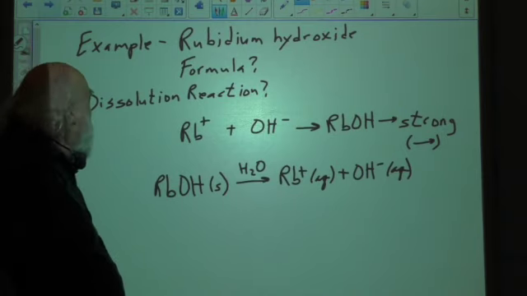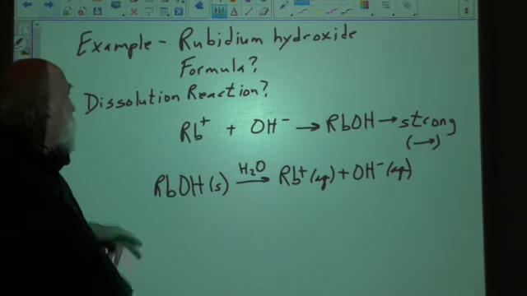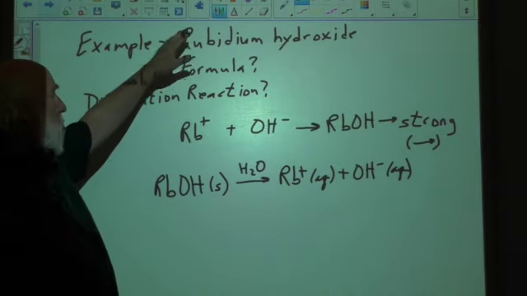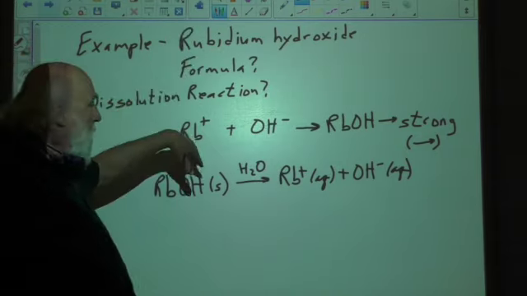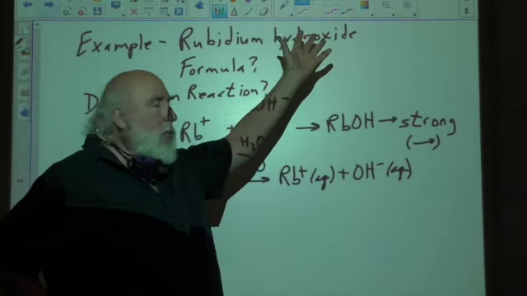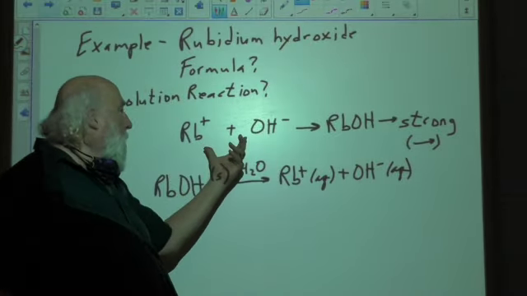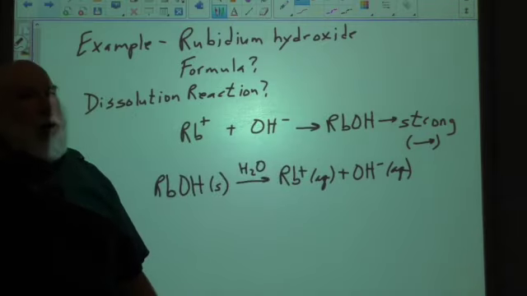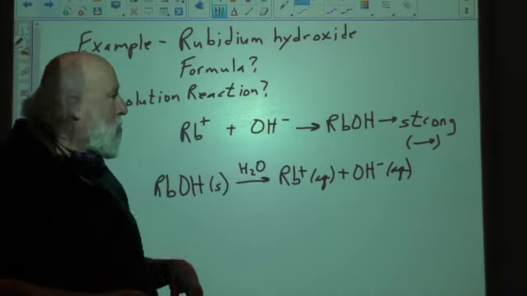Next one, rubidium hydroxide. What is the formula? What is the dissolution reaction, or the dissolving reaction? Well, rubidium is a metal in group 1A. Hydroxide is a polyatomic ion -1. They already add up to 0, so you just need one of each, so it's RbOH, and that is one of the 9 strong bases I gave you.